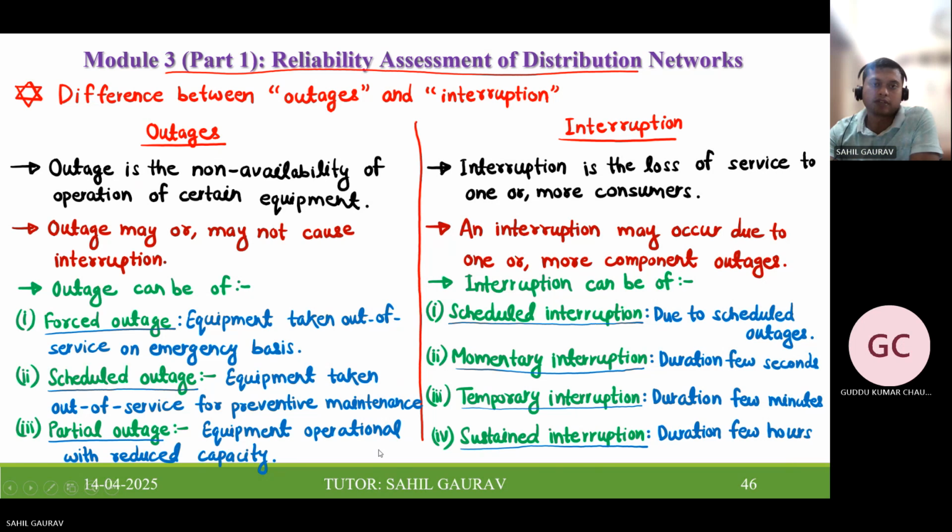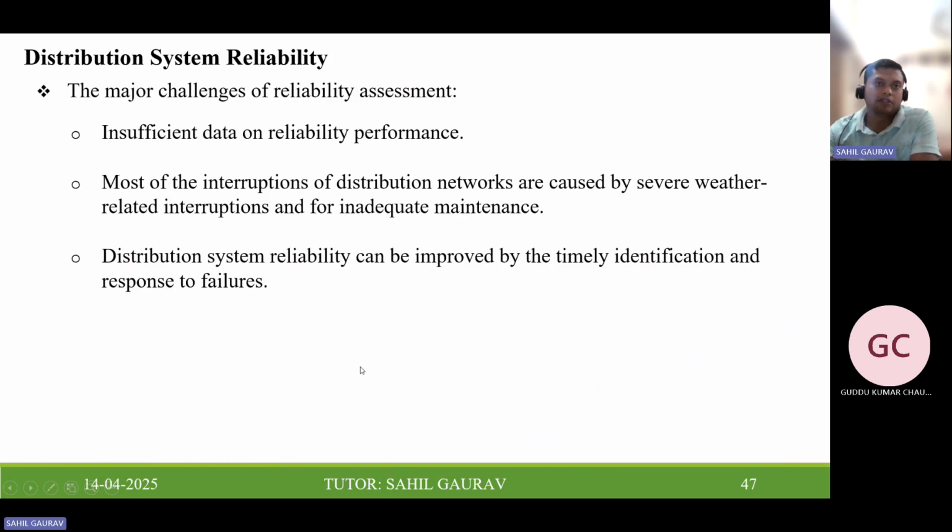Now, what are the challenges for reliability assessment? The challenges are insufficient data on reliability performance, and most of the interruptions in distribution networks are caused by severe weather-related interruptions and inadequate maintenance. Distribution system reliability can be improved by timely identification and response to failures.